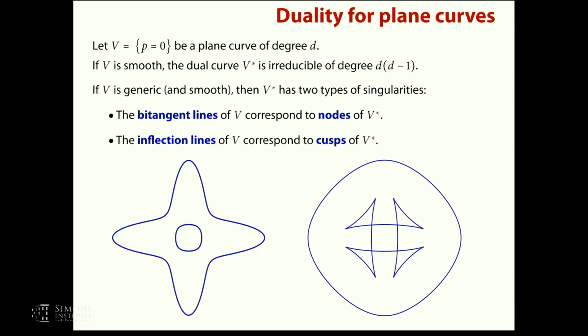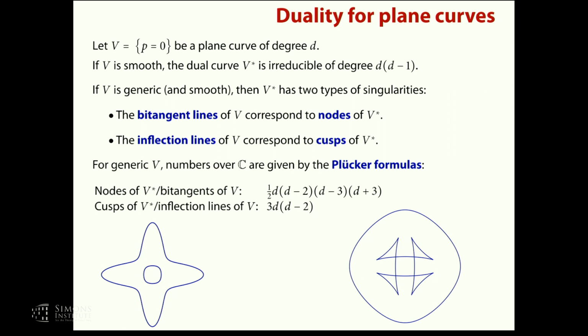So to say this again in general: if you start with a smooth curve in the plane, then the dual will be irreducible. It will not be smooth, but it will be irreducible of degree d times d minus 1. And generically, you see 2 types of singularities. You see the nodes coming from the bitangents, and you see the cusps coming from the inflection lines. And indeed, classically, there are the Plücker formulas, very classical geometry that count these singularities.